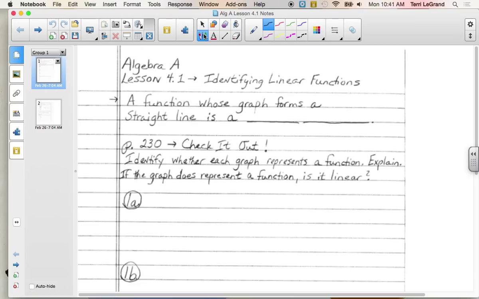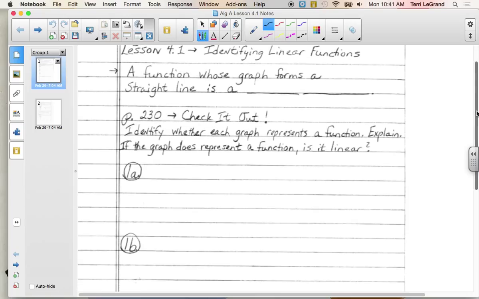So one of the first things we're going to do today is decide, first of all, if the relation, the set of ordered pairs, is a function or not. And then if it is, we're going to decide if it's a linear function or not, because not every function is linear. So the first thing we're going to fill in here says a function. We've already decided it is a function whose graph forms a straight line. We are then going to be able to call that a linear function.